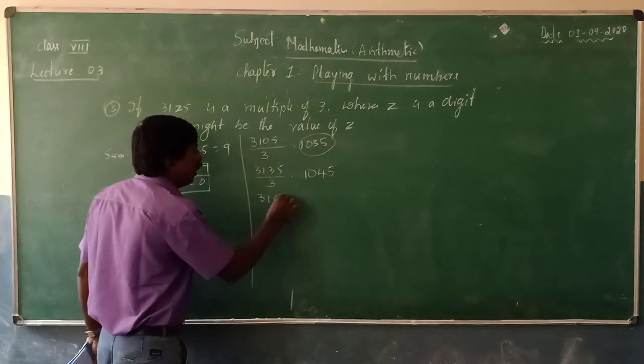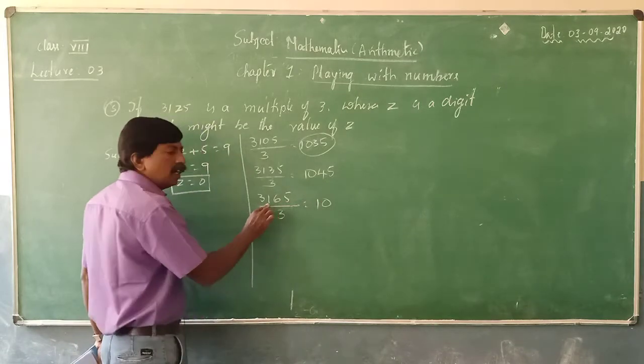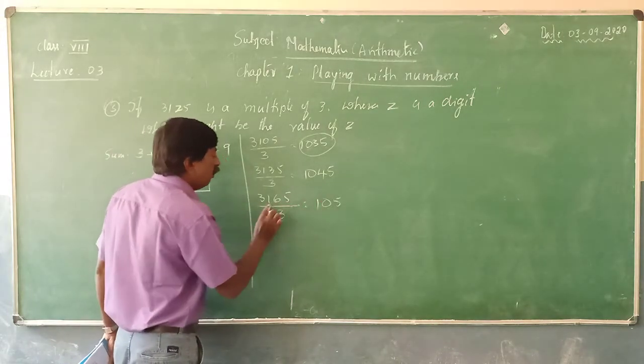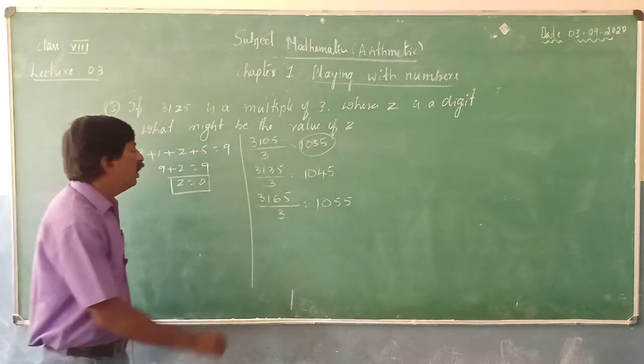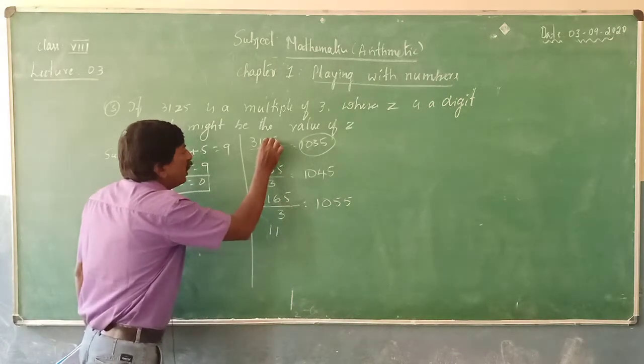3165 divided by 3. 3 1s are 3, so 1 is not divisible. Take the second digit, that's why I put 0. 3 5s are 15. So that is 1055. Again 3 1s. So here we have taken 0.